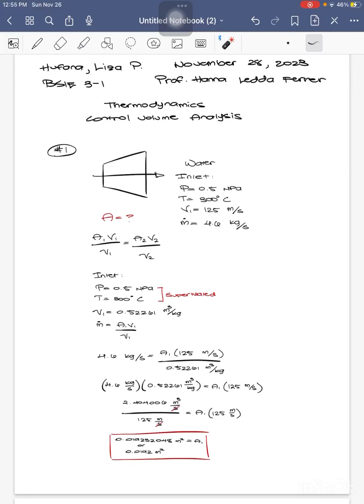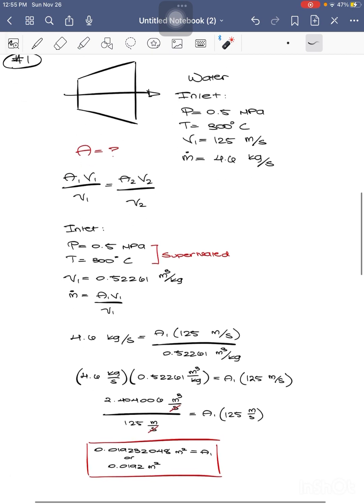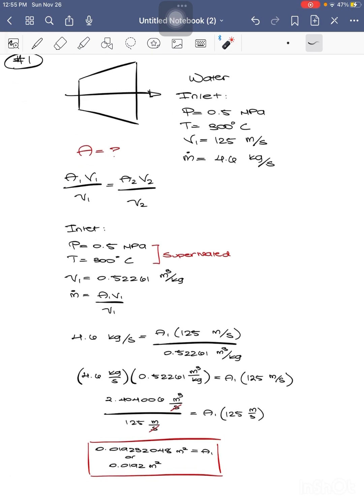Okay, for our first question, it is saturated water, and these are the givens. I first determined whether the pressure and temperature given is superheated, compressed, or LV mixture. In our case, it is superheated. With the superheated table, I determined the specific volume is 0.52261 meter cube per kilogram.